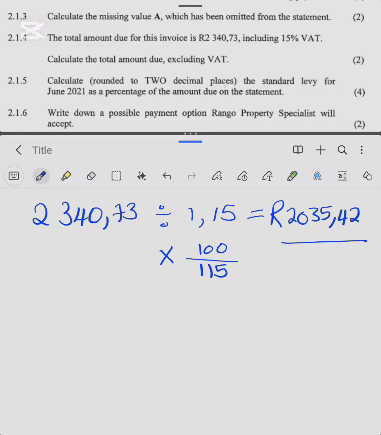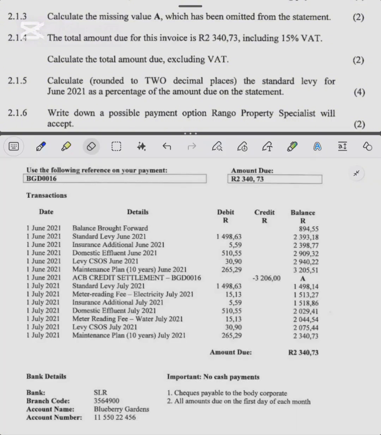Then we say here, calculate to 2 decimal places the standard levy for June as a percentage of the total amount due. So let's go look at our statement again. Okay, so we look for the standard levy in June, and it tells me over there the levy in June was 30 Rand and 90 cents. And they want to know what is that as a percentage of the total amount due.